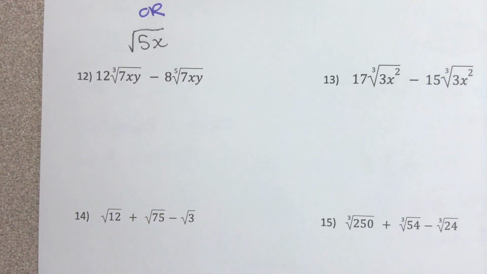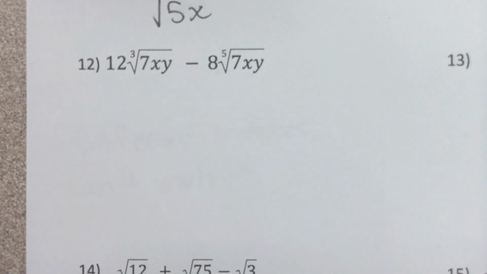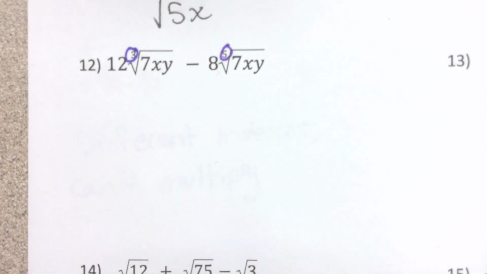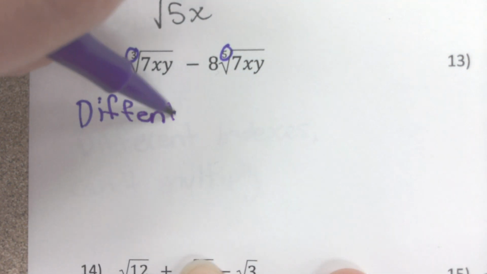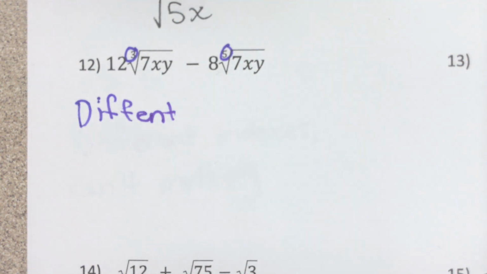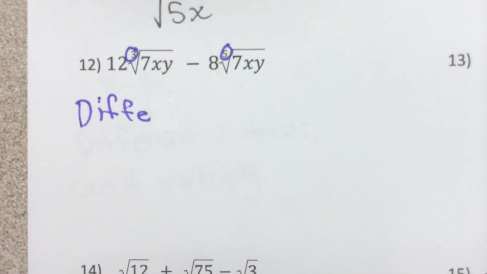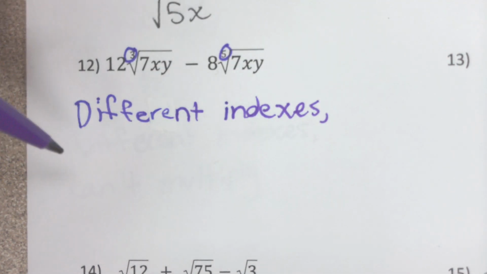12? 12 cube root of 7xy minus 8 fifth root of 7xy. Same thing under the radical, but the indexes do not match. Different indexes. I totally butchered that spelling. Give me a sec. There we go. Different indexes. Can't subtract.